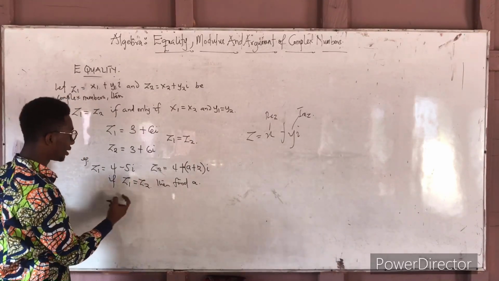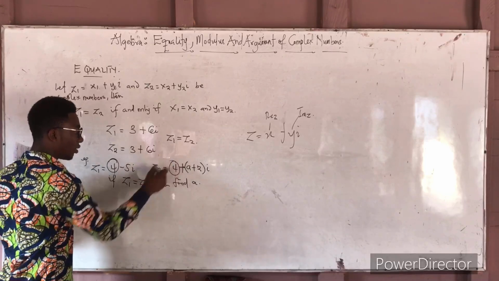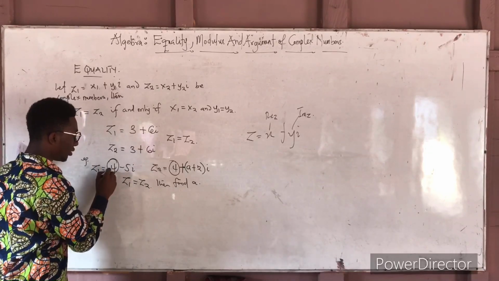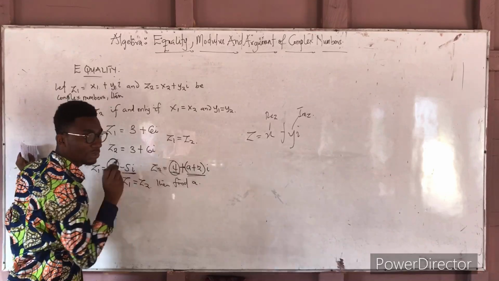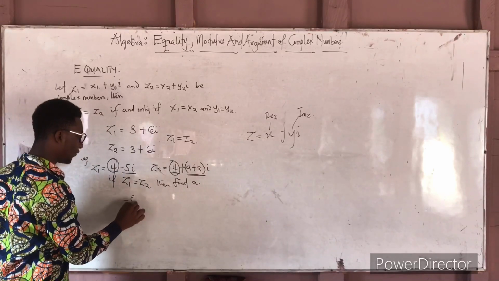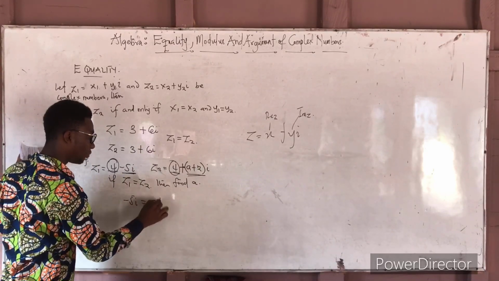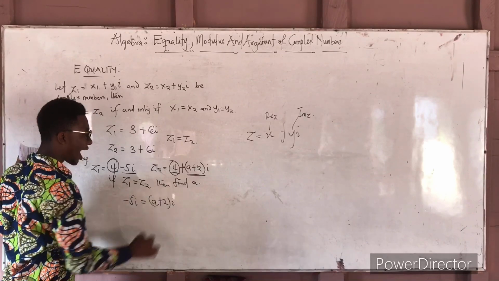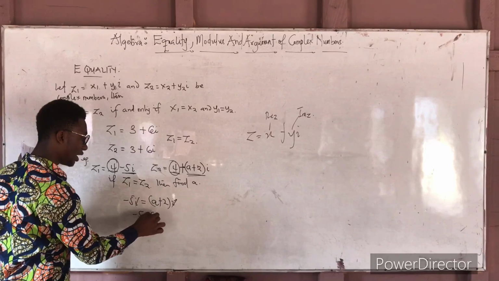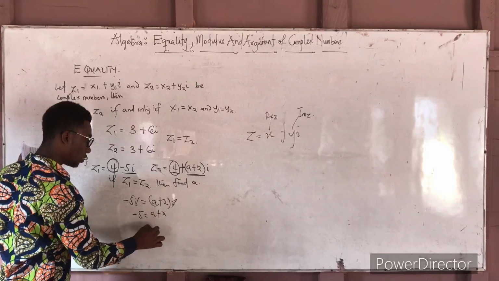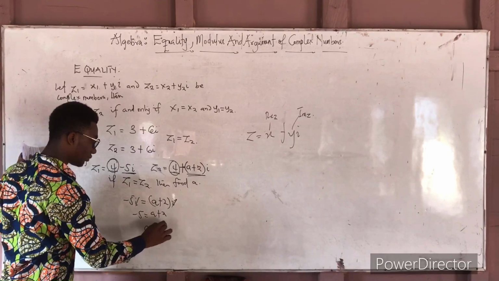So from here, you realize that the real parts are the same, so the imaginary parts should also be the same. Therefore, the negative 5i should be equal to a plus 2i. So I will take the i away. We get negative 5 should be equal to a plus 2. So if you do this, you are getting a to what?